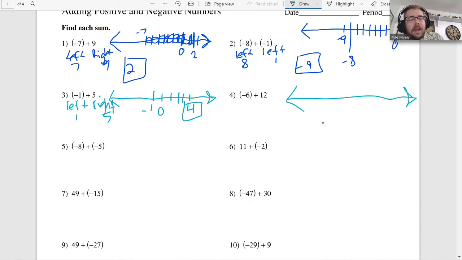All right. And for the speed round, we've got 0 here. So we're going to go 1, 2, 3, 4, 5, 6, and then 1, 2, 3, 4, 5, 6, 7, 8, 9, 10, 11, 12. So 6 is the answer to that one. And that is how you use the number line method.